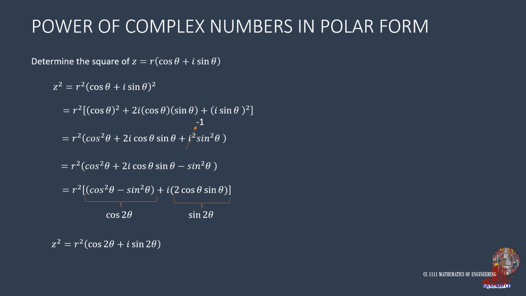Comparing z with its square, one can easily note that there is a pattern, where if the exponent is denoted as n, z^n is equal to r^n times (cos nθ + i sin nθ). This equation is what is known as De Moivre's theorem.